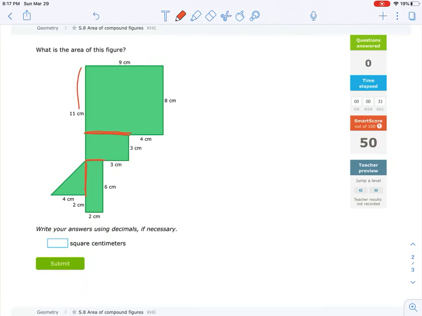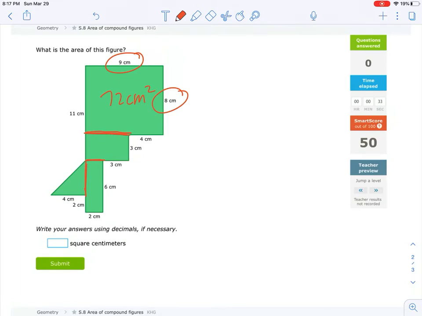11 centimeters goes from this part to this part. So when I'm looking for the surface area of this top rectangle here, I don't want to use 11 centimeters because that doesn't represent any side of that square or rectangle. So here's my length, here's my width for this rectangle. Surface area, length times width, 9 times 8, 72 centimeters squared.